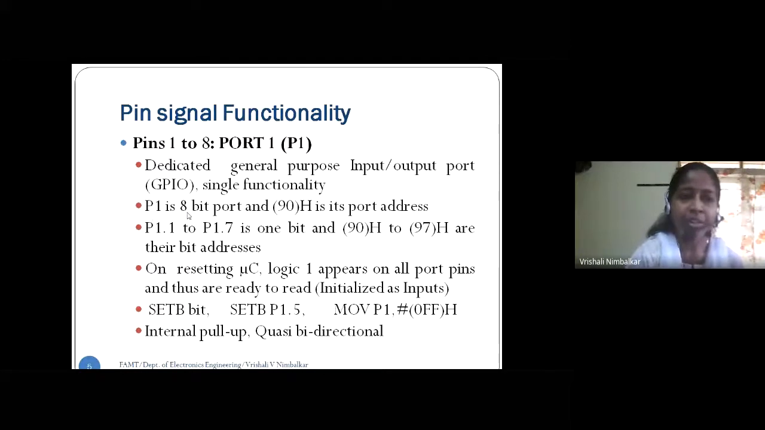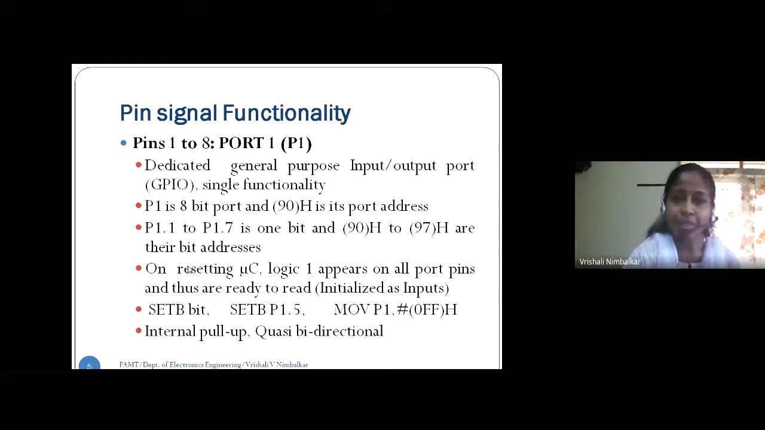Now P1 is an 8-bit port. The address of the port is 90 hex. You can use it bitwise or bytewise. Bitwise, we refer to it as P1.0 to P1.7. If you want to refer to it by its address, the bit addresses are 90, 91, 92 to 97. So refer to them by name or by an address.